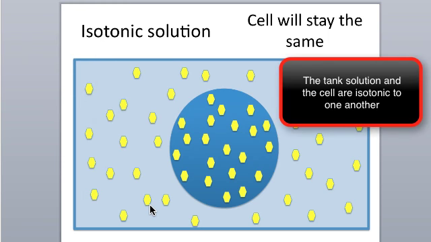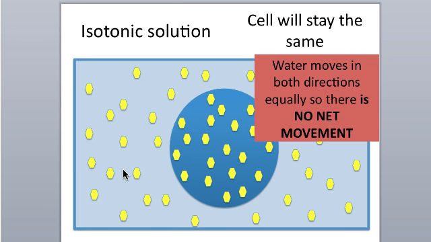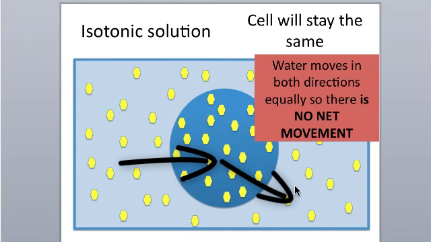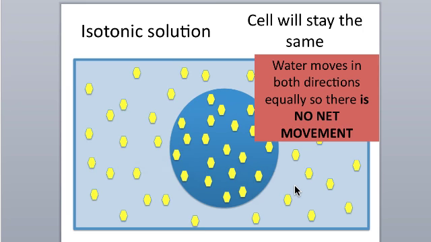So there's equal numbers of solutes on the inside of the cell versus that of outside the cell. Okay, so remember that water moves in both directions equally. So water is coming in at the same rate as water is exiting. So you can imagine a water molecule moving in here, and then another water molecule is moving out here, and those two molecules are canceling each other out so that there's no net movement of water. Okay, and those are all the types of tonicity. There's hypertonic, hypotonic, and isotonic, and how they affect the cell.